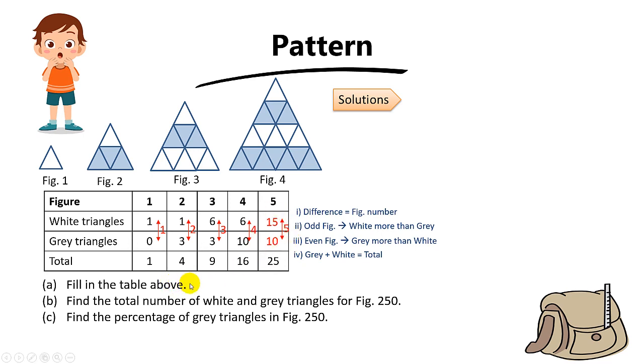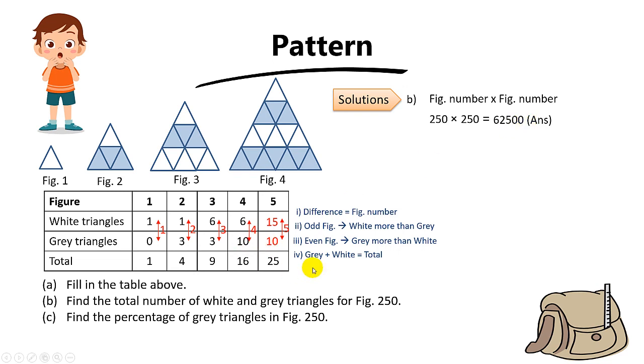Now for part B, to find the total number of white and gray triangles of figure 250. Do you draw until figure 250? You cannot. I heard some students actually did that in the exam, but I don't think that would be a wise idea because this number is too big. So to find the total number of triangles, as I mentioned, this number over here is basically the square of this number. So you just take 250 times 250, and you'll get the total triangles, which is 62500.